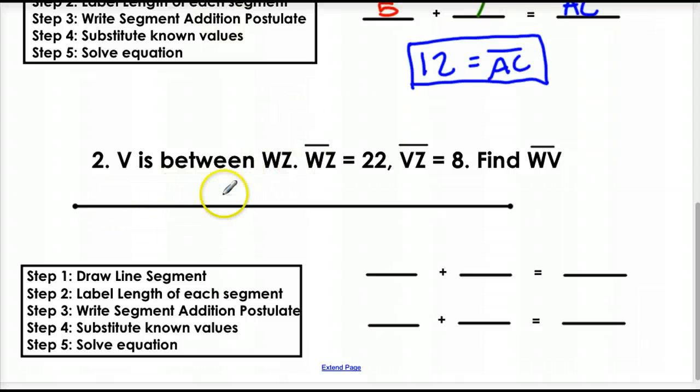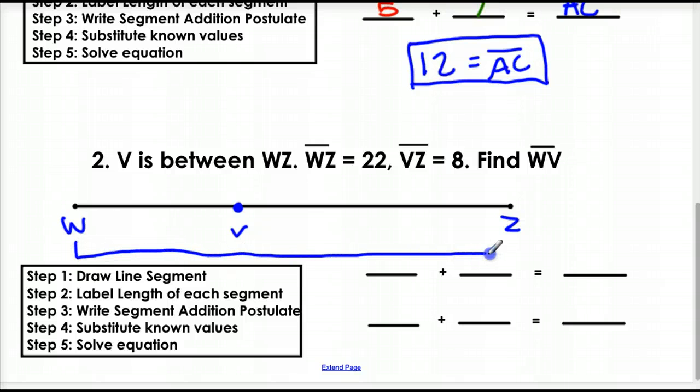From there, what I'm going to do is just label my points. So V is between W and Z, so that means my endpoints are W and Z, and I got V somewhere between it. I'll just pick a place. Let's put it right there. Now I know WZ is 22, and if you look, WZ is the whole thing, so we just use this bracket to represent the whole thing. WZ is equal to 22. VZ is equal to 8.